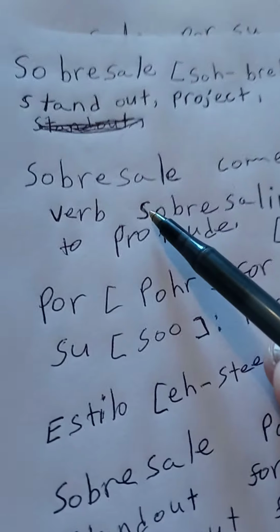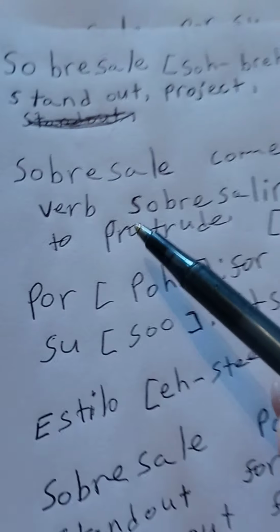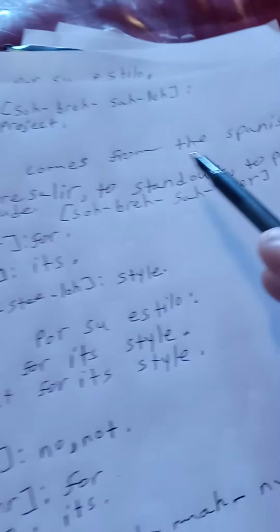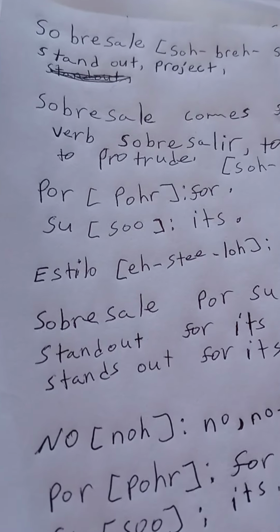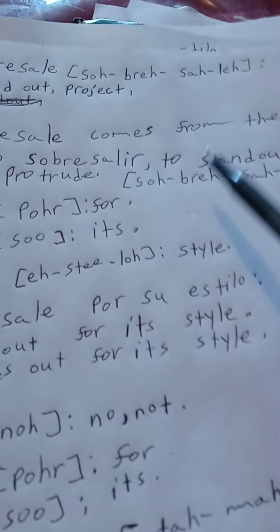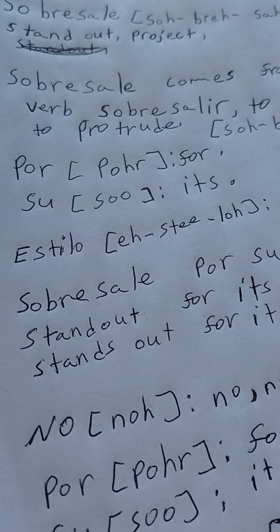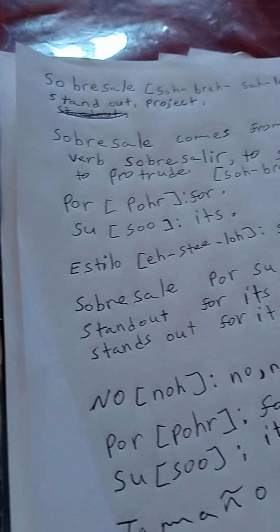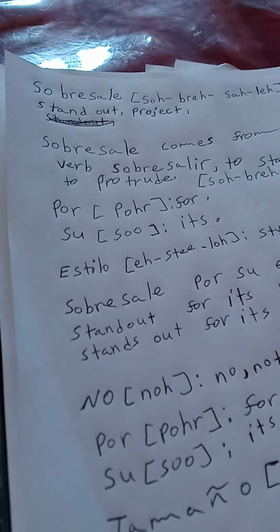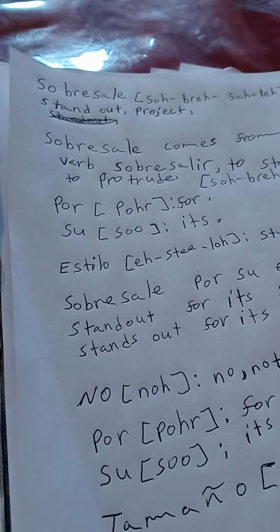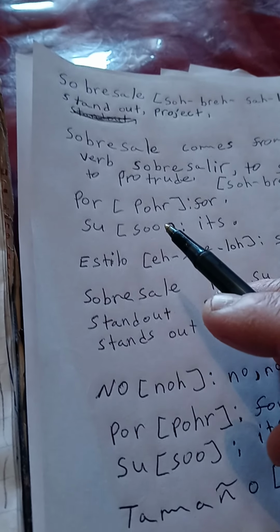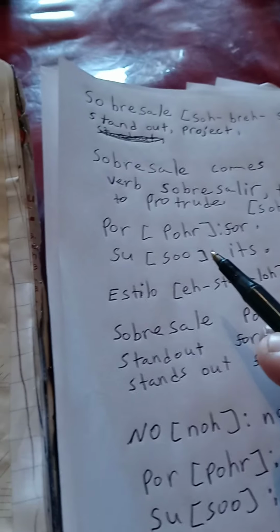Sobresale comes from the Spanish verb, and the verb it comes from is sobresalir. Sobresalir means to stand out. It's a verb, to project, to protrude. All this I'm going to write in the description box below. Below this video is a little arrowhead, black or gray, that looks like a triangle. You push it, and a box will open up. On one side of the box, I think to the left, it will say description. Go there, and all this will be written there again. So you understand how it is.